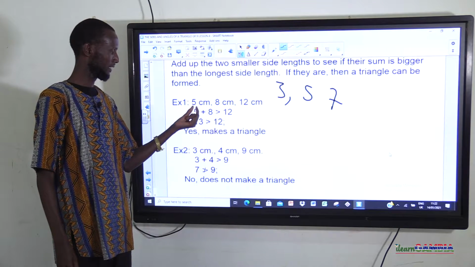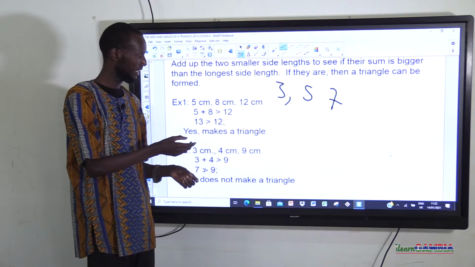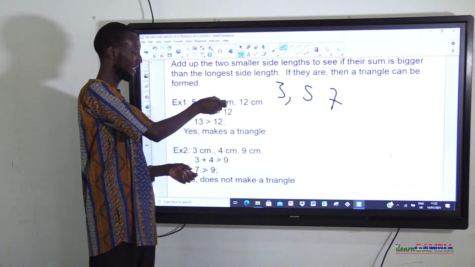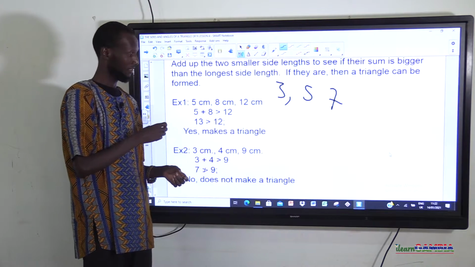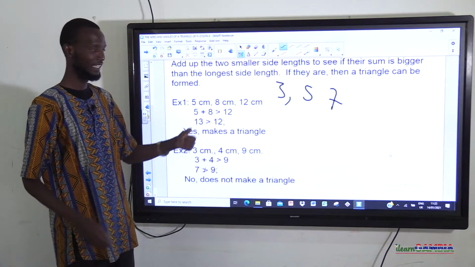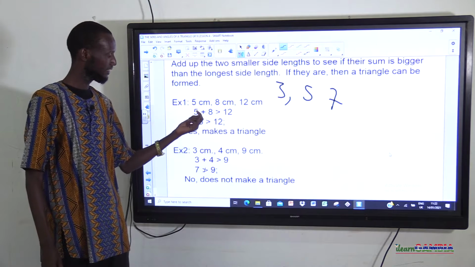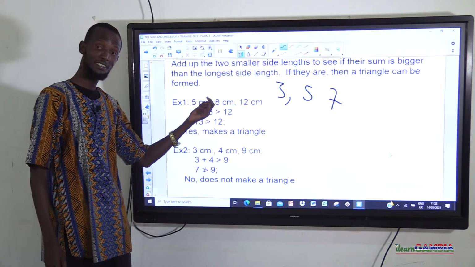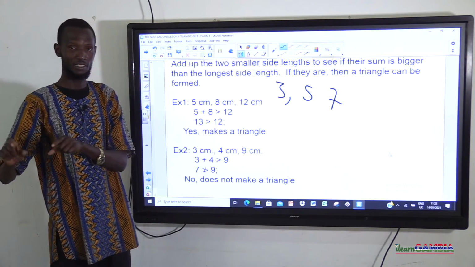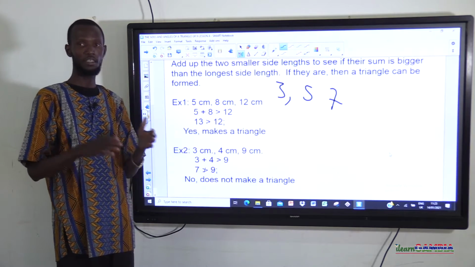If you look at 5 centimeters, 8 centimeters, and 12 centimeters, now the longest side there is the 12 centimeters, and the smaller ones are the 5 centimeters and the 8 centimeters. Now, when you add the smaller lengths, that is the 5 centimeters and the 8 centimeters, that gives you 13 centimeters. And 13 centimeters is definitely greater than 12. So the sum of the two shorter sides is greater than the longest side. So from there we can conclude that these three lengths can form a triangle.